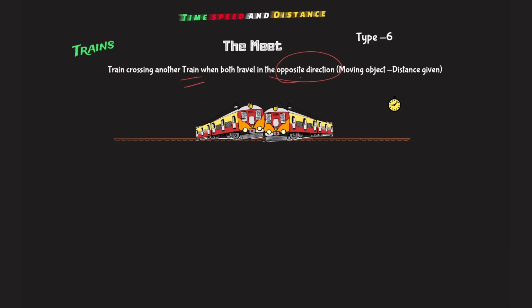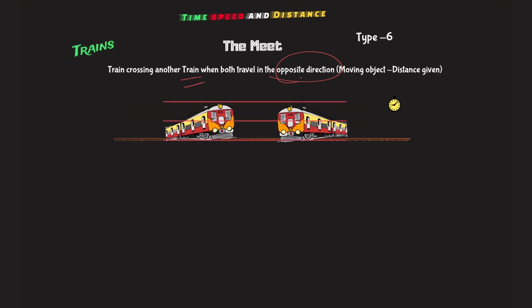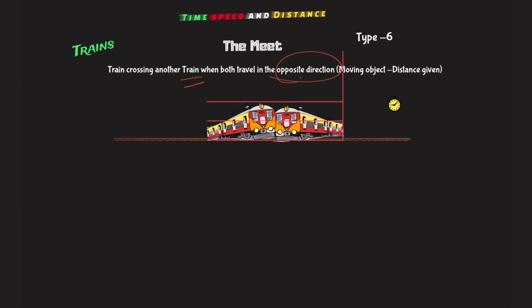So I am giving you the distance between the two trains. They are traveling in the opposite direction. When will this train come and meet this train? And the problem ends here. The problem is not saying when will they completely cross each other. In that case, you will need the length of the two trains, which will not be given to you in a type 6 problem. The only thing that will be given to you is the distance between the two trains.